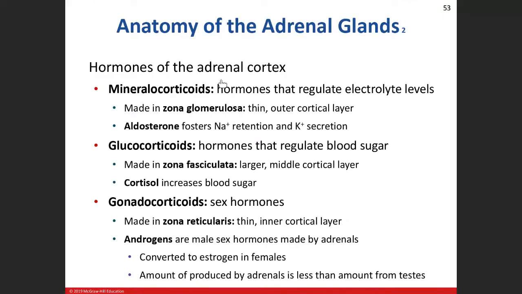So this slide should look familiar to you too. Let's talk quickly about what hormones are made in the cortex there. In the zona glomerulosa, our mineralocorticoids are produced. This is where I asked you last time, hopefully you remember, what's an electrolyte?